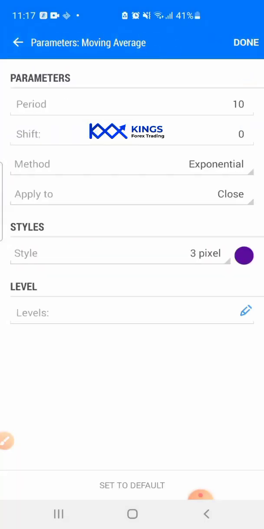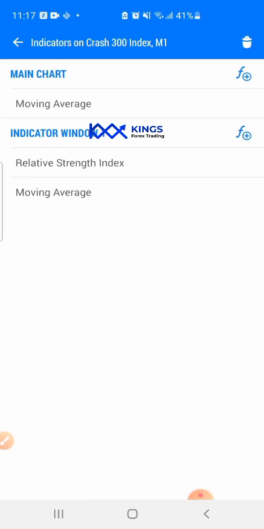Then the last indicator right here is our moving average 10. Okay, shift 0, method exponential, apply to close, then style trapezoid, then change it to any color of your choice, guys. Then after that you click on done. Okay, so basically these are the indicators we are using.